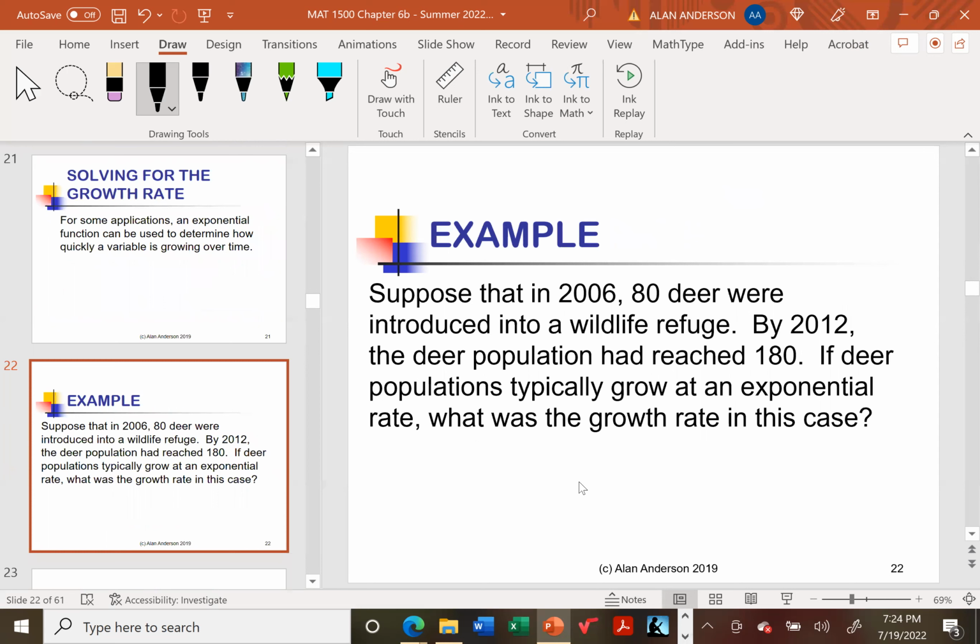So here we go. Imagine that in 2006, there were 80 deer in a wildlife population, and by 2012, the deer population had reached 180. If we know from experience that deer populations tend to grow at an exponential rate, what growth rate did they experience in this case? That's important because it'll help us predict what it might be in the future. And maybe we'll have to decide if it's getting too crowded or not.